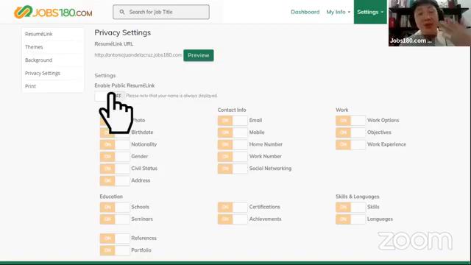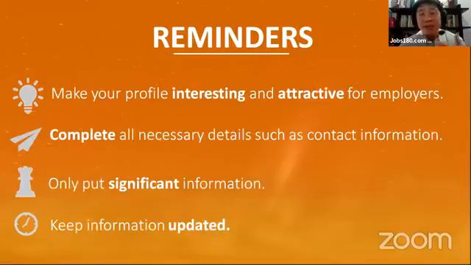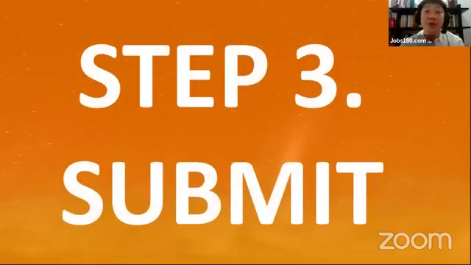Okay? Let me now continue. Para sa mga late naka-join, reminder na lang po, ang first step is for you to register. This is absolutely for free. Okay, second step po is to complete the information, and when you complete your information, please make sure yung information nyo ay interesting, attractive, at higit sa lahat, updated ang information. Lalo na yung contact details para lagi kayo nakakontact. Okay, and now we proceed to the last step. The last step is for you to submit your resume link.